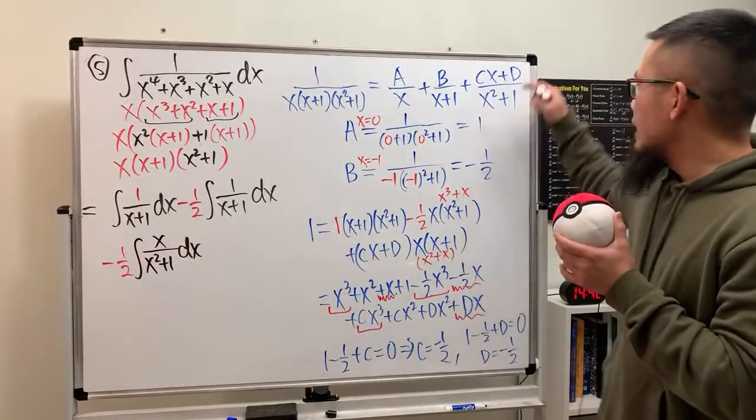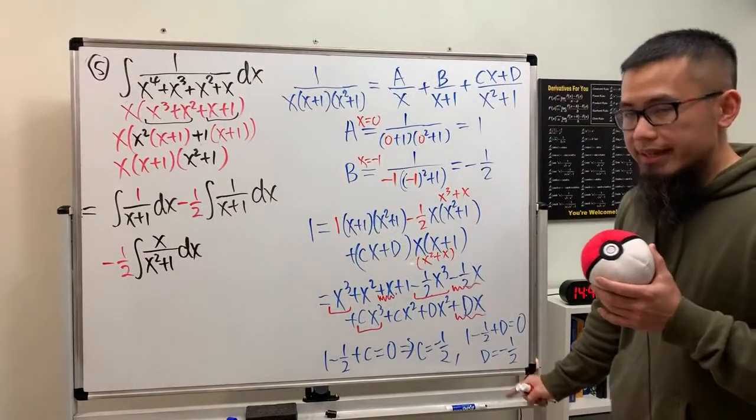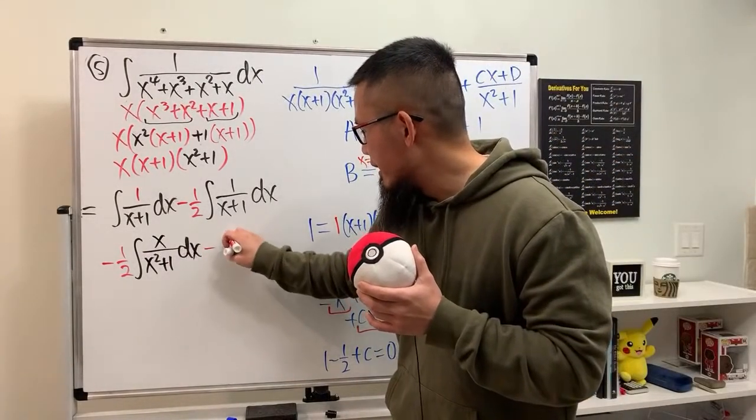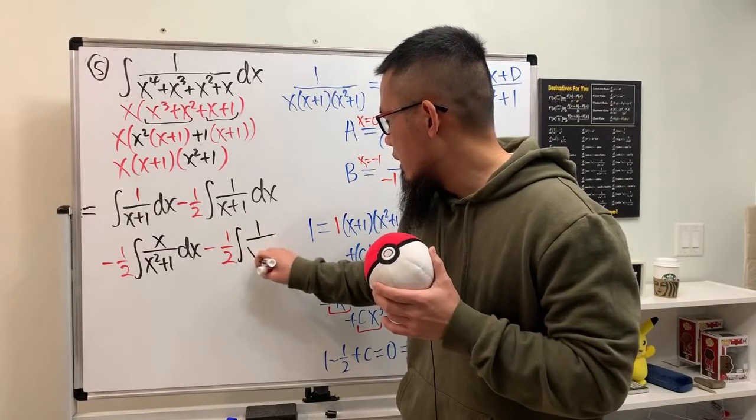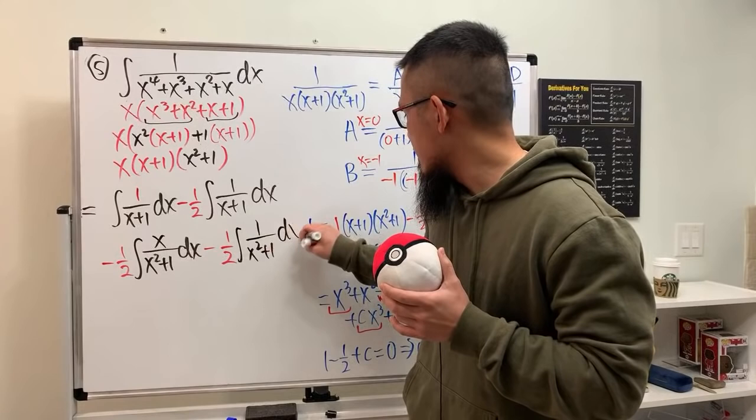And lastly, we have D over that. D is equal to negative 1/2, so I'm going to write down negative 1/2, and then we have the integral of 1 over x squared plus 1 dx.